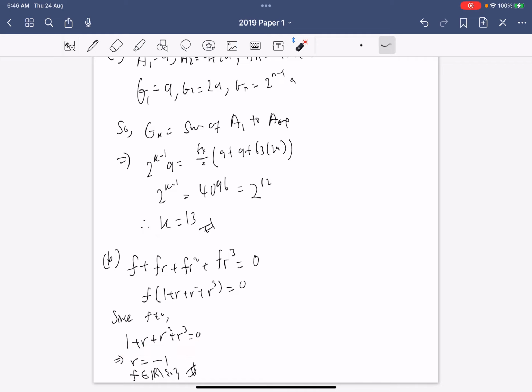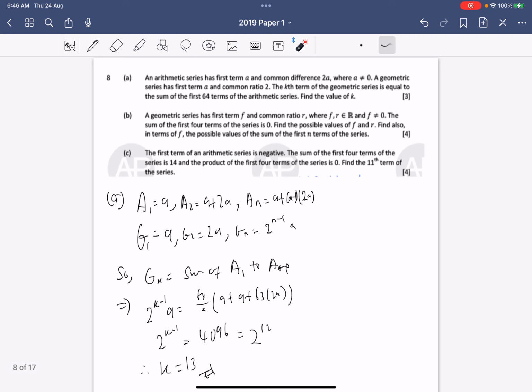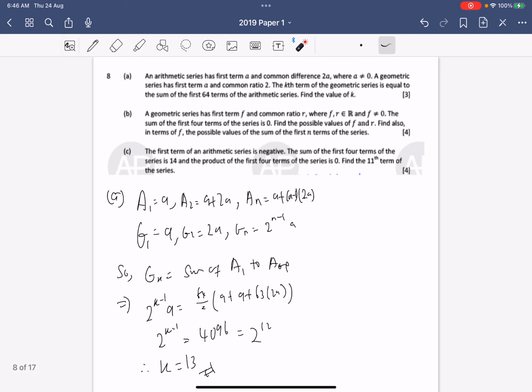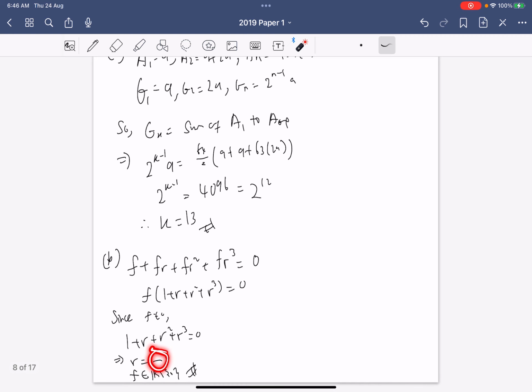And we solve it using our GC or any method. We are able to see that r equals -1. And because of that, r can equal -1, and f can take any value from minus infinity to infinity. So it's all reals except 0.